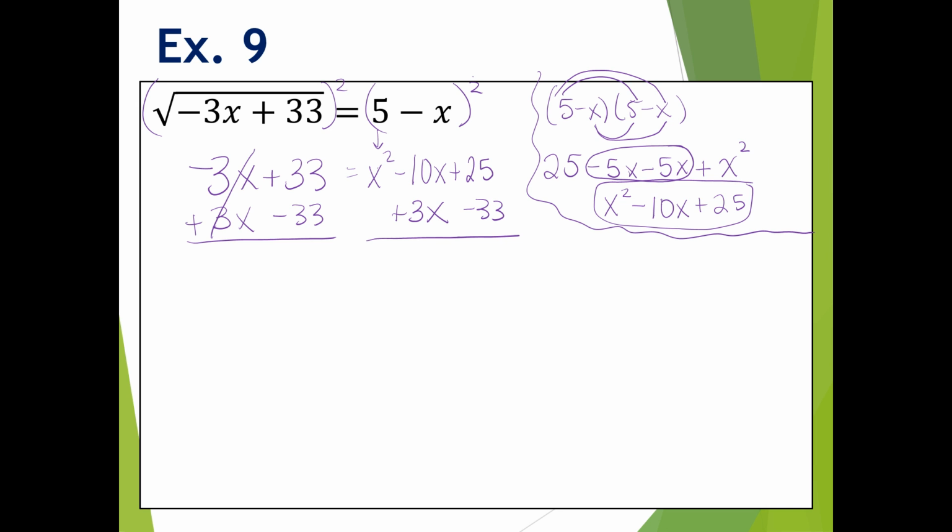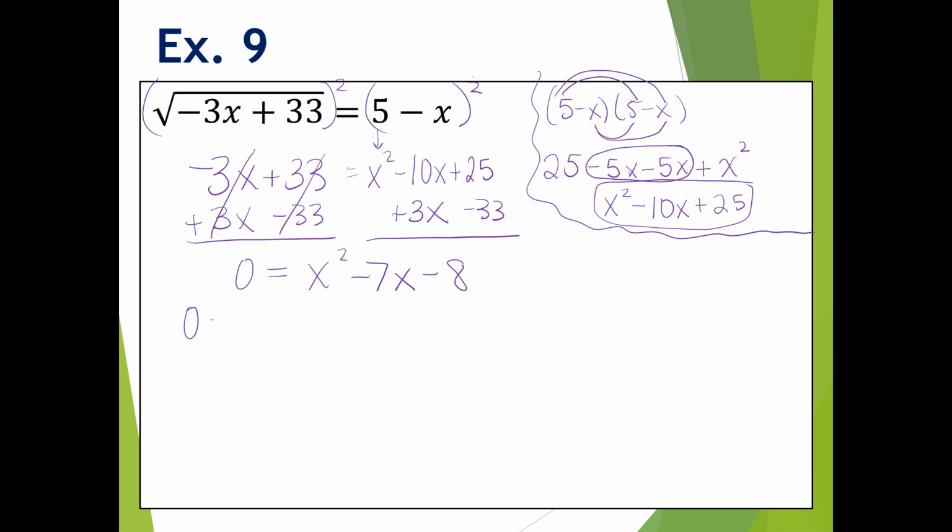All right. So we have 0 left on the left side, and then we have x squared. We have negative 10x plus 3x, so that gives us negative 7x. And then 25 minus 33 gives us negative 8. Now, everyone's favorite thing is factoring, okay? So we're going to factor this, and then we're going to use that factoring to solve.